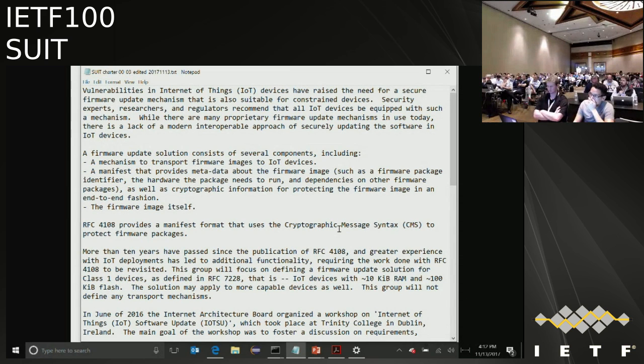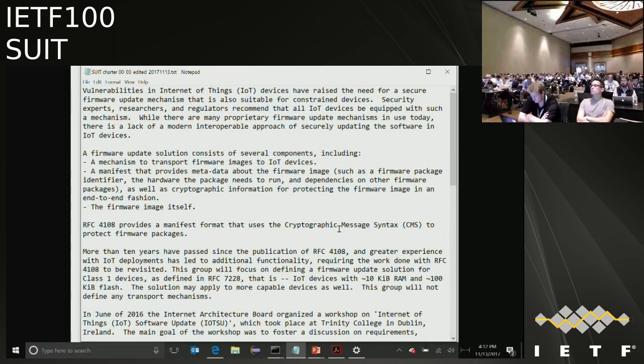The firmware image itself is also part of the solution. RFC 4108 defines a manifest format today that uses the cryptographic message syntax to protect firmware packages. More than 10 years have passed since the publication of RFC 4108, and greater experience with IoT deployments has led to additional functionality requiring the work done with RFC 4108 to be revised.